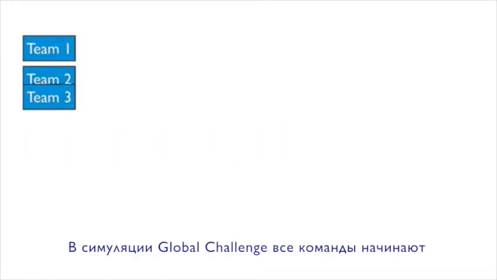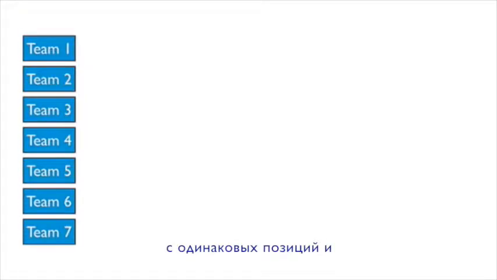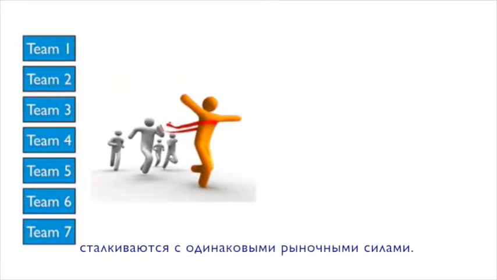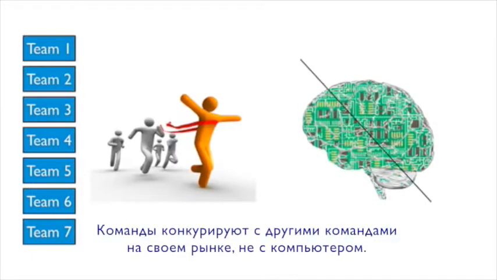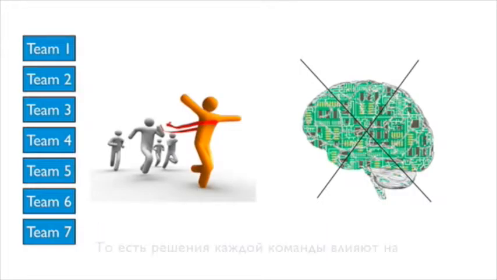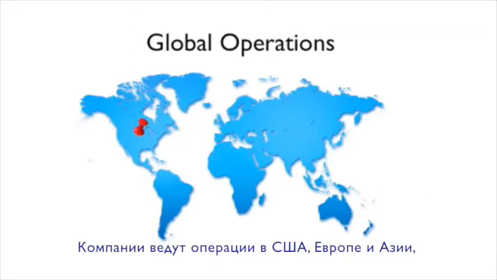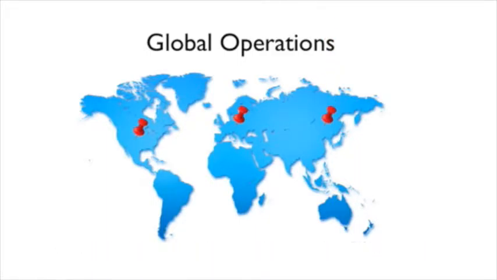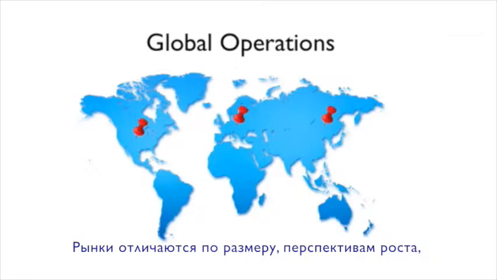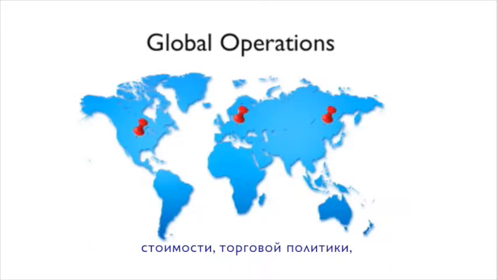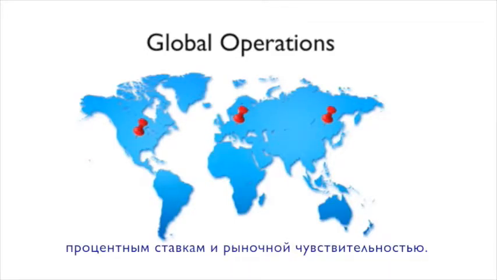In Cesim Global Challenge, all teams begin from the exact same competitive position and face the exact same market forces. The teams compete only against the other teams in their own market, not against the computer. So each team's decisions influence their competitors' results and the market development overall. The company has operations in the US, Europe, and Asia, while production is limited to the US and Asia. The markets differ in size, growth prospects, costs, trade policy, tax rates, interest rates, and marketing responses.